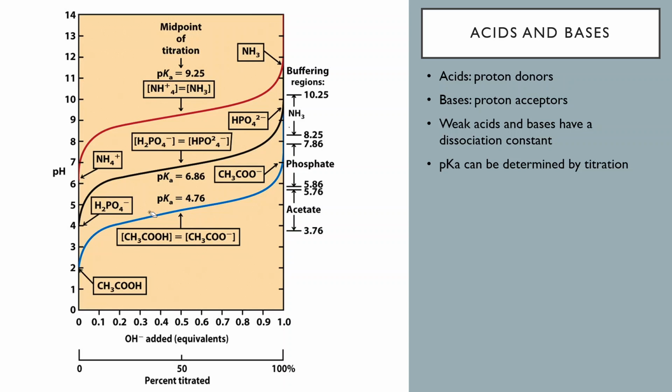So acetic acid has a pKa of 4.76. If you were to titrate it, you would see that pKa show up at a pH of about 4.76. This is the titration curve for dihydrogen phosphate. Again, that's the diprotic form of phosphoric acid. And this is the titration curve for ammonia. So again, this is just how you determine the pKa value of a weak acid.